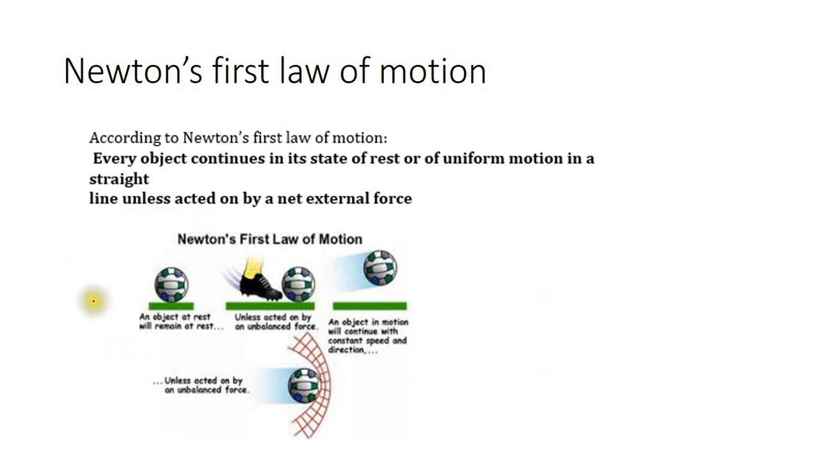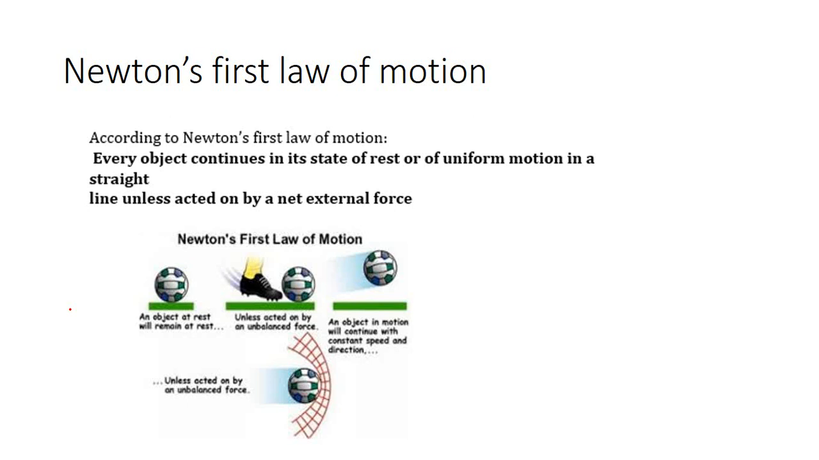The first one, as you're seeing on the screen, says that Newton's first law states that every object continues in a state of rest or of uniform motion in a straight line unless acted on by an external force. What this is just saying is that if you have an object, that object will remain at rest unless some external force is acted on it.